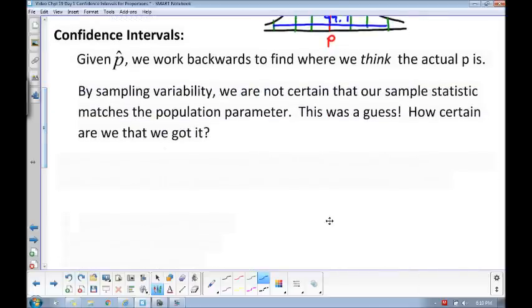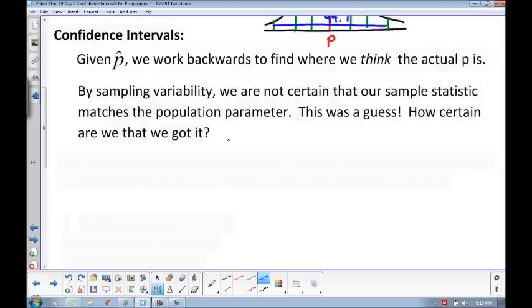And what's going to happen is usually we're going to have a sample proportion. I'm going to take a sample of bags of chips, and the probability that that bag of chips actually contains the right amount of chips. Or I'm going to look at my class and say, what is the probability that a student gets an A in my class? This is what's based off of my sample. When we have a sample, we have to work backwards to where we think the actual population proportion is.